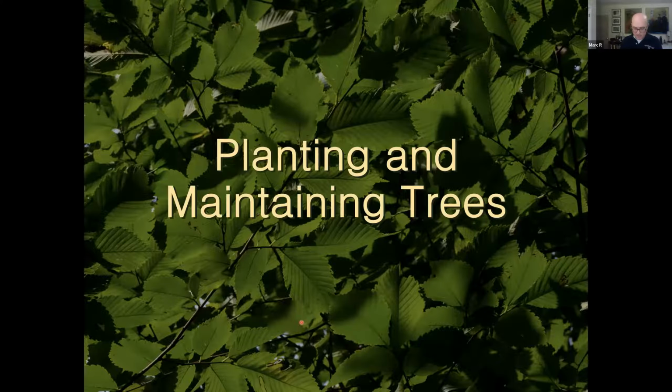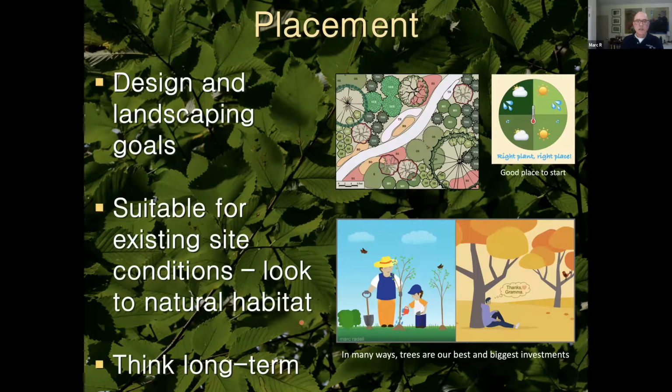So quickly, on planting and maintaining trees. You want to make sure that you place them properly, to fit with your design and landscaping goals. A good place to start is the right plant for the right place, but it's only a start, because sunlight, moisture and temperature zones are only a few of the things that actually affect the tree. So it's good to get an idea of its natural habitat and whether it's suitable for the existing site conditions. As I said, look to the natural habitat, which I described, and think long-term.